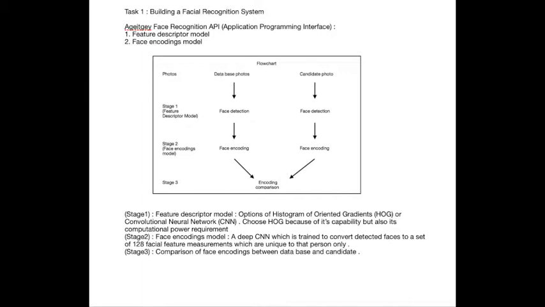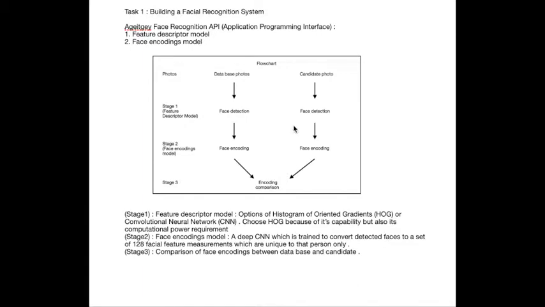Our facial recognition system was constructed by making use of Adam Geitgey's Face Recognition API. This API, which stands for Application Programming Interface, allows us to access and make use of useful machine learning models from the Dlib library. Among the two models used for our face recognition system are the feature descriptor model and the face encodings model. I'll now discuss how these two models shape our face recognition system with the flowchart below.